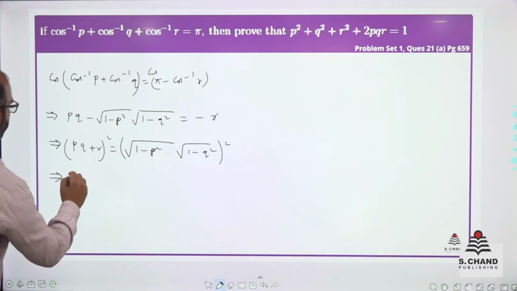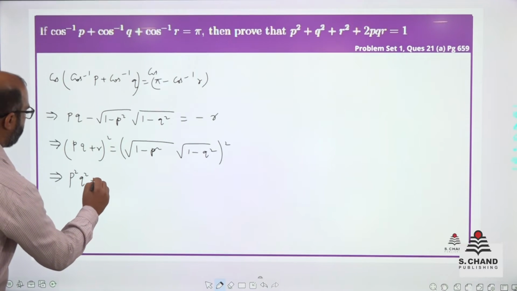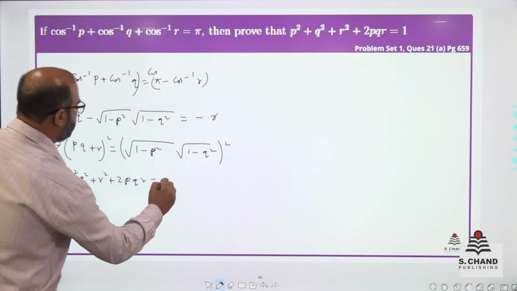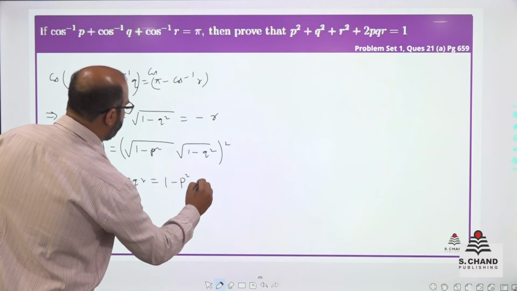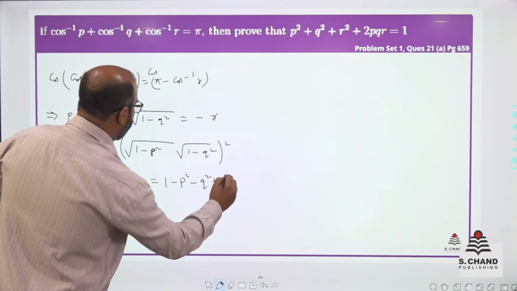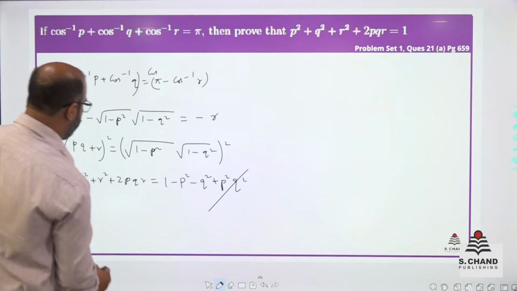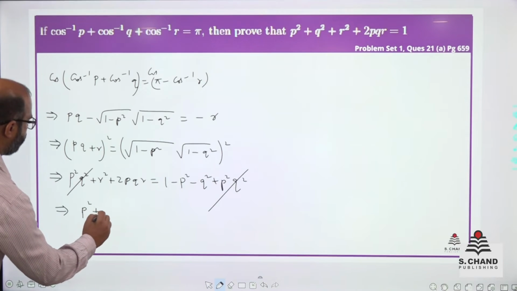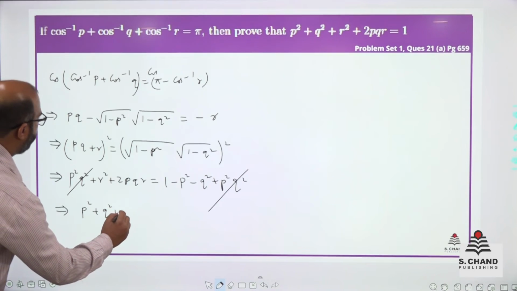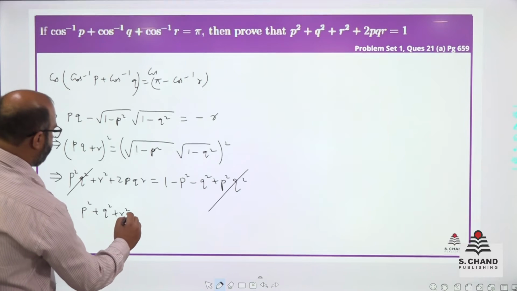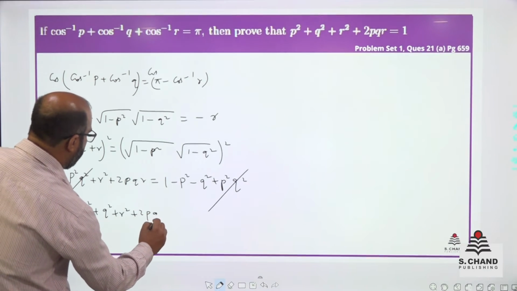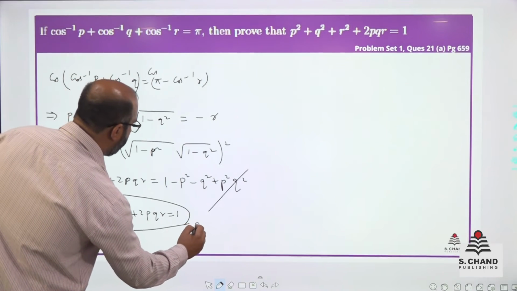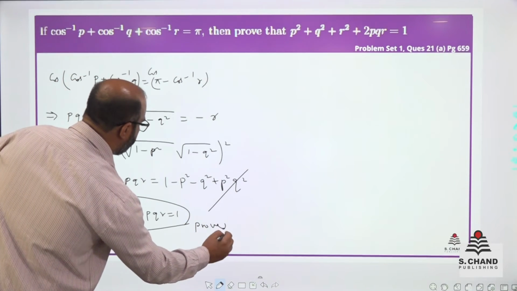This will be P square Q square plus R square plus 2 times PQR, and this is 1 minus P square minus Q square plus P square Q square. So this P square Q square gets cancelled, and you get P square plus Q square plus R square plus 2PQR is equal to 1. This is what you had to prove, hence proved.